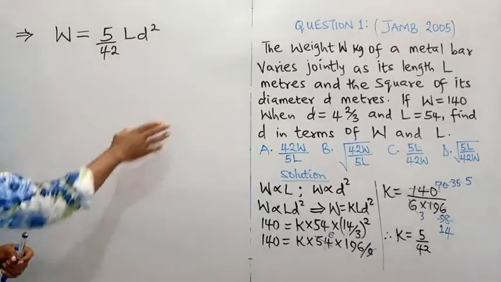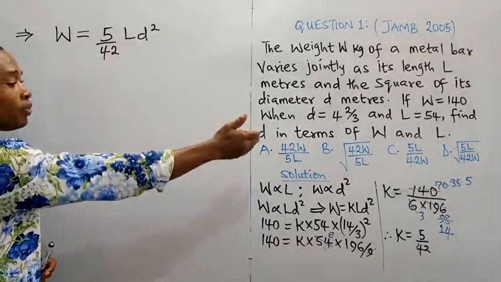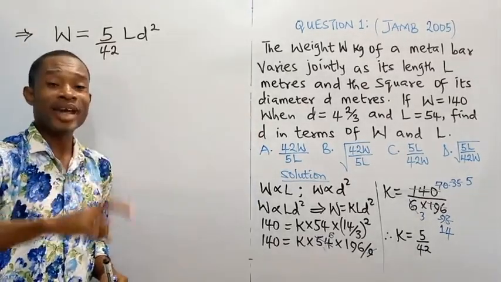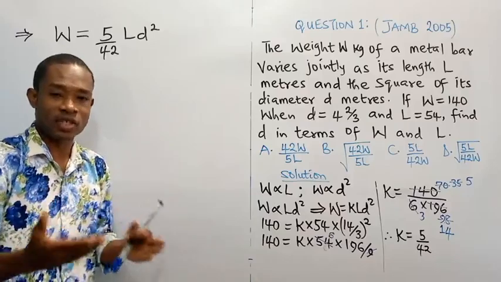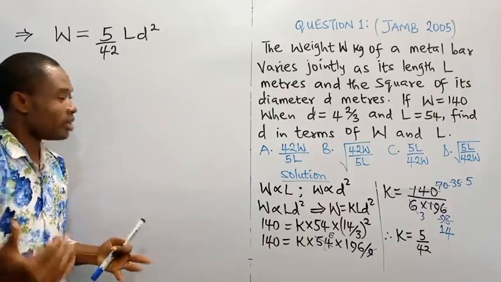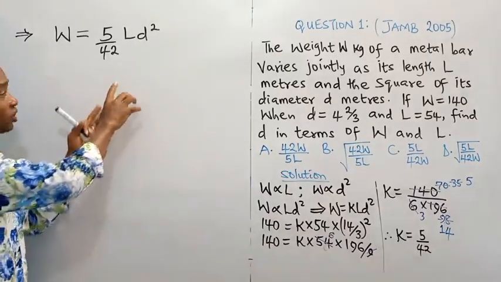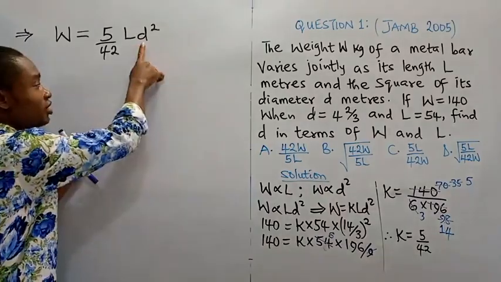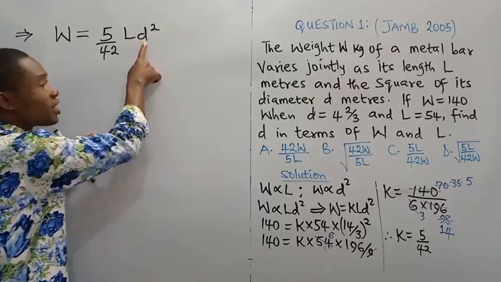Alright, let's proceed. Find D in terms of W and L simply means make D subject to the formula. Make D to stand alone. And how do we achieve that? Please come along, let's play around with that. Now this is our D. We are going to make this D to stand alone.